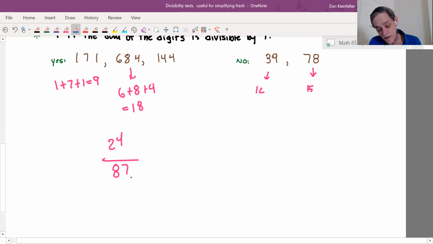On the other hand, if you remember that 8 plus 7 is 15, then you could say, okay, well, I know that this 87 is divisible by 3, and 24 is divisible by 3. So that would be how we would use the divisibility test to help us simplify.